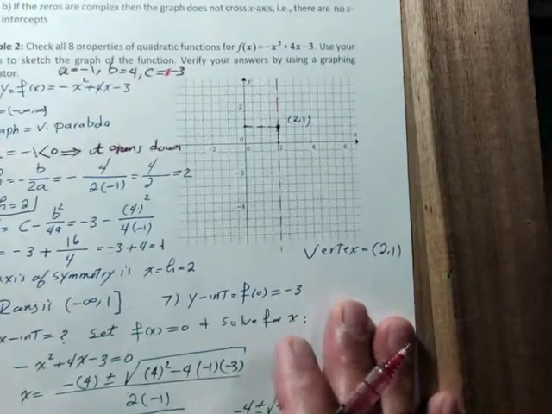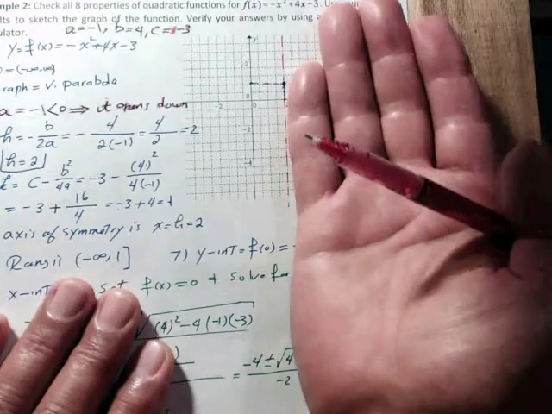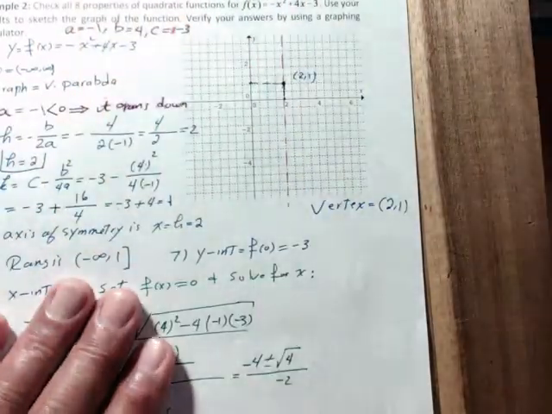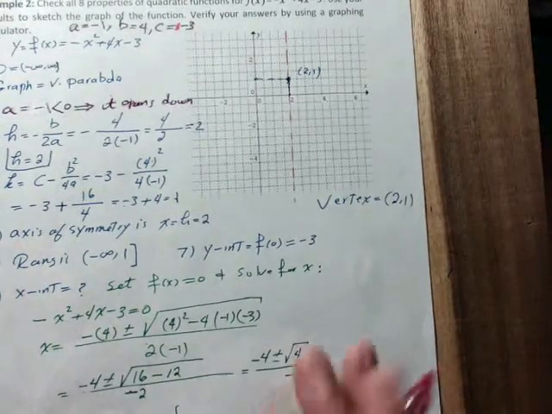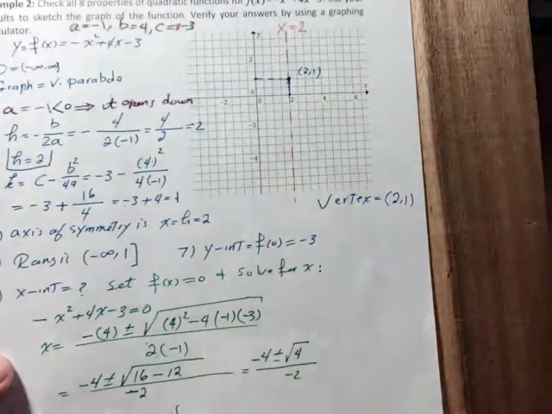Axis of symmetry. So that means that when I graph my parabola, everything on the right side of this line is exactly like everything on the left side. Symmetry. Okay. So this is the line x equal to 2.